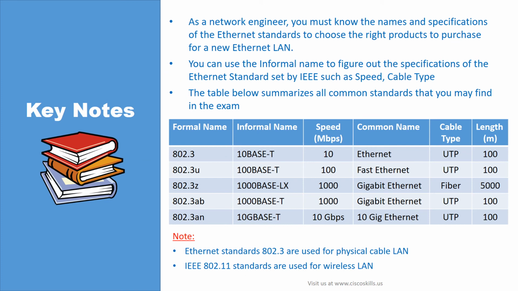Let's sum up our video with the keynotes. As a network engineer, you must know the names and specifications of the Ethernet standards to choose the right products to purchase for a new Ethernet LAN. You can use the informal name to figure out the specification of the Ethernet standard set by IEEE, such as speed and cable type. The table below summarizes all common standards that you may find in the exams.